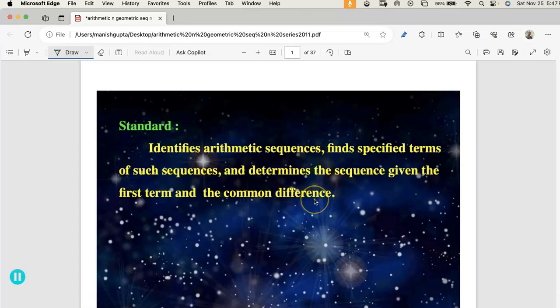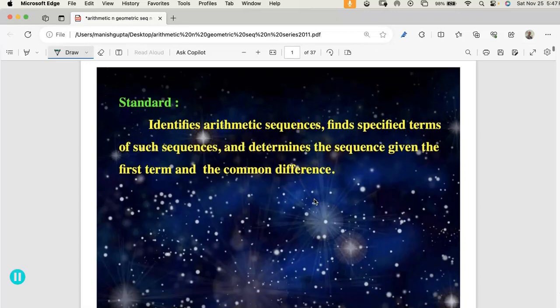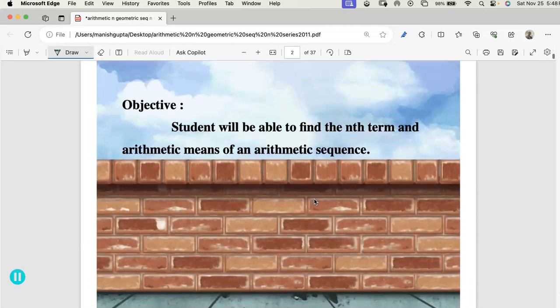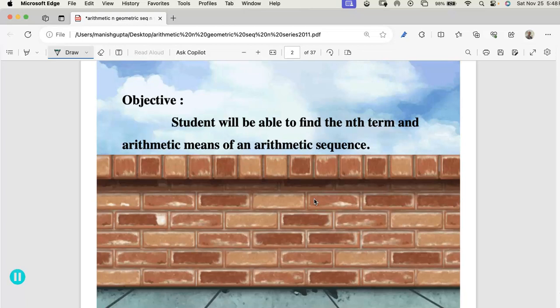Our standard of the day is to identify arithmetic sequences, find specified terms of such sequences, and determine the sequence given the first term and the common difference. Students will be able to find the nth term and arithmetic means of an arithmetic sequence.